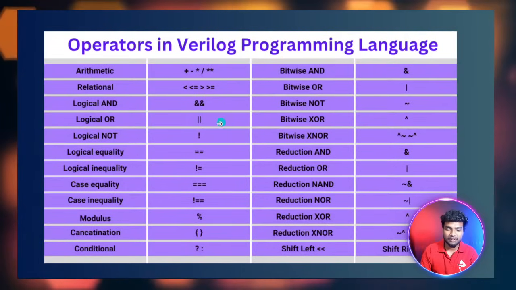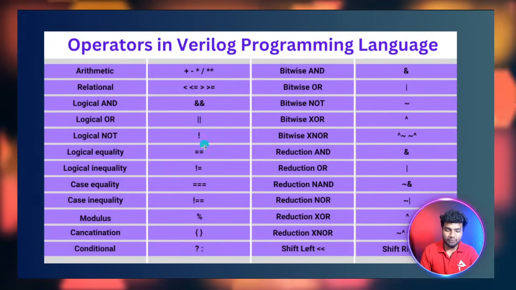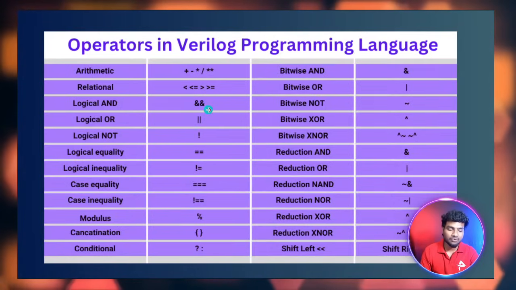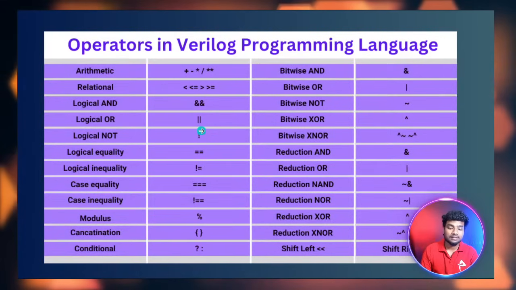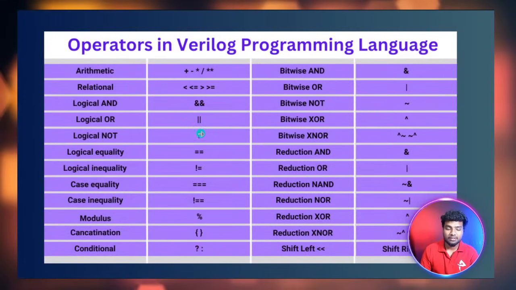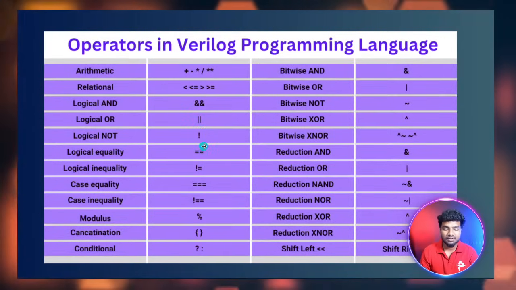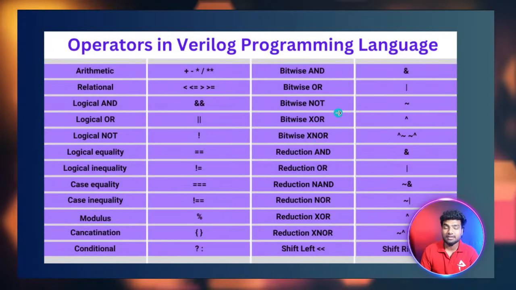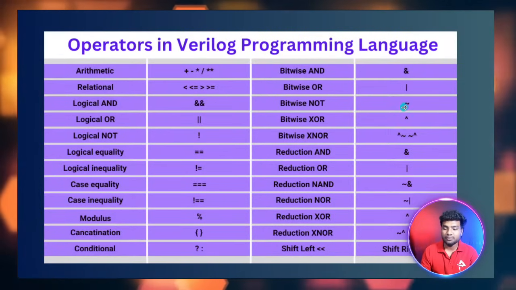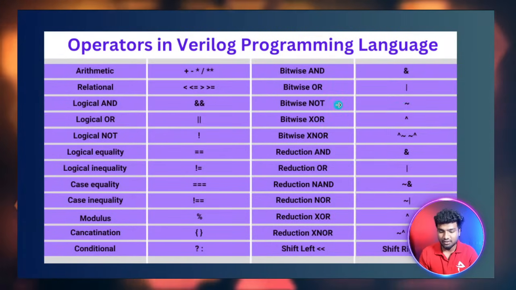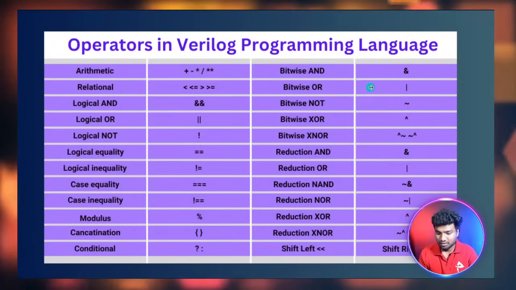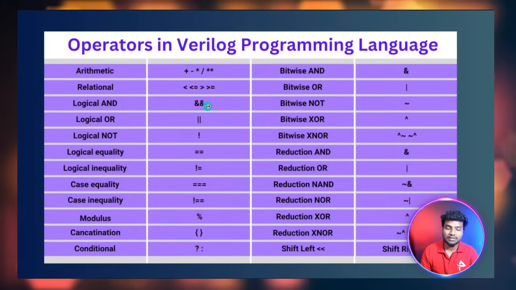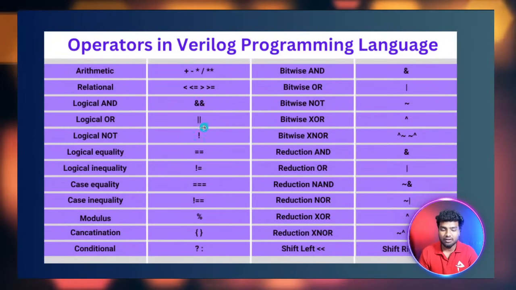The double ampersand symbol refers to logical operation. This symbol refers to logical AND. This symbol refers to logical OR. This symbol refers to logical NOT. This tilde symbol is known as bitwise NOT. And then this is a bitwise OR, and this is a bitwise AND. If you are using double, it is a logical AND, logical OR, logical NOT.